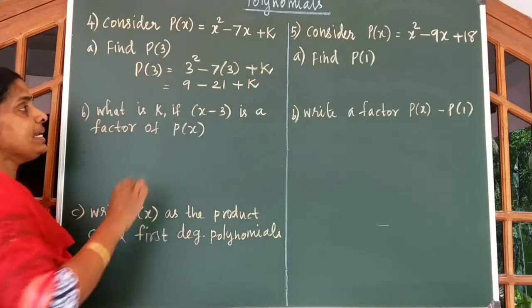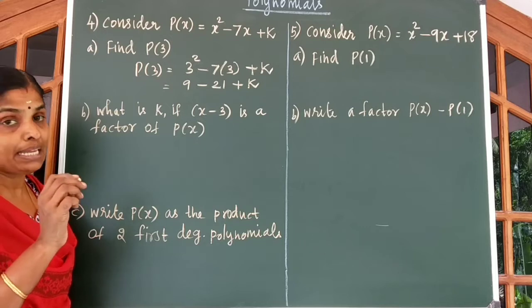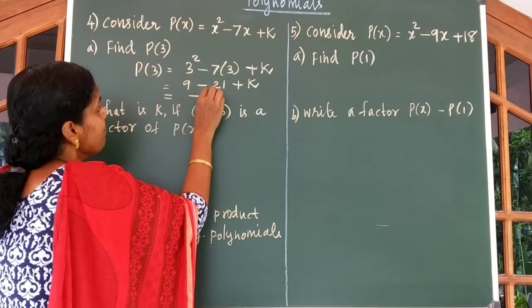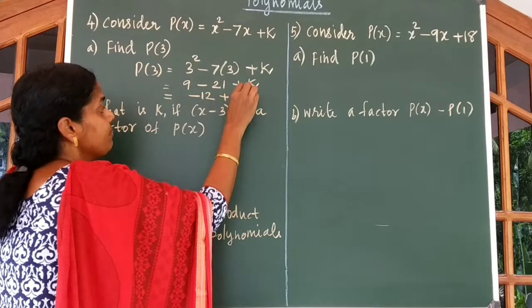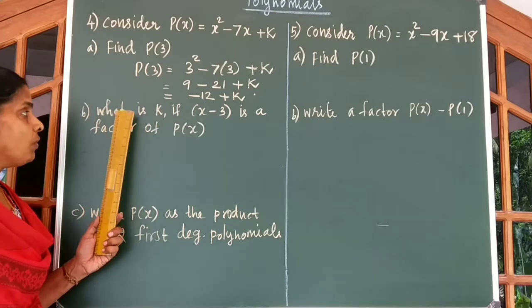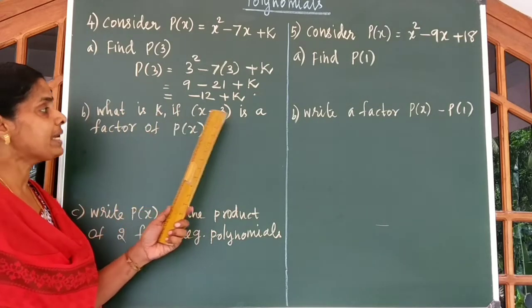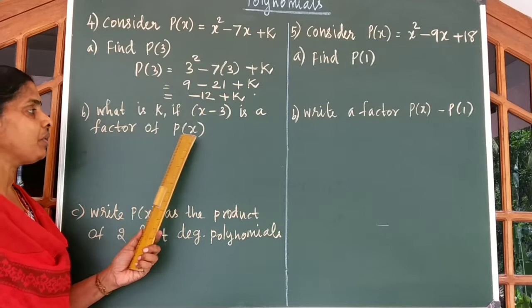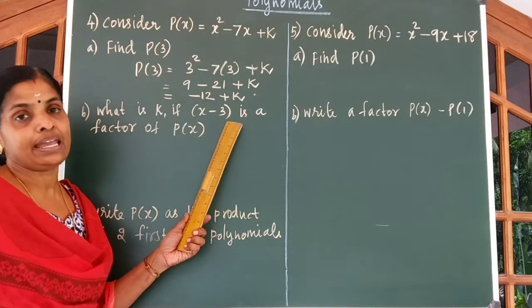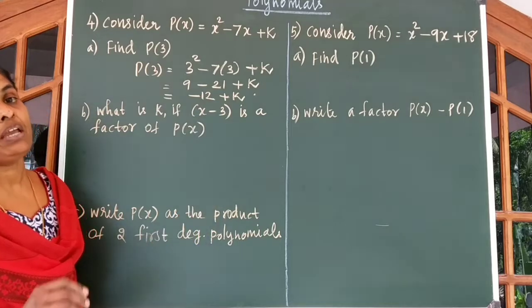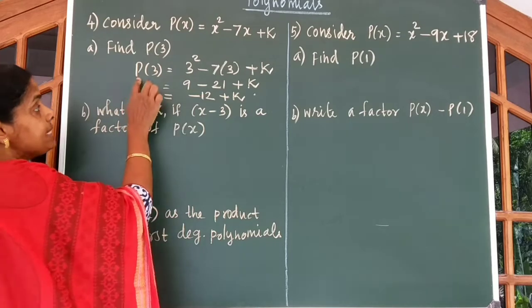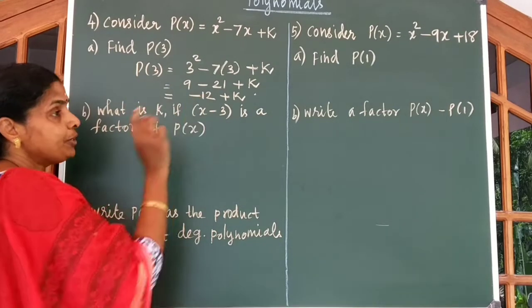Simplify. 9 minus 21 gives you minus 12, isn't it? So p of 3 is equal to minus 12 plus k. Look at the second part of the question. What is k if x minus 3 is a factor of p of x? We know if x minus 3 is a factor, p of 3 will be equal to 0. Okay, children? So we have to equate this p of 3 value to 0.